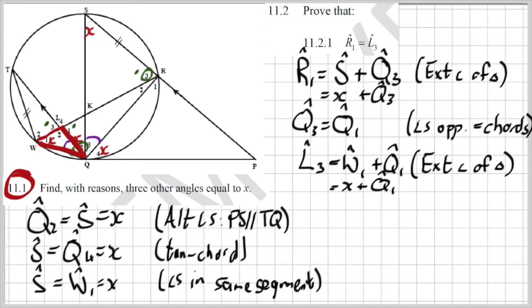Now let's compare these two statements with each other. The X's are the same. The Q3 is the same as Q1. So what must happen? If the right-hand sides are equal, then also the left-hand sides must be equal. So L3 must be equal to R1.